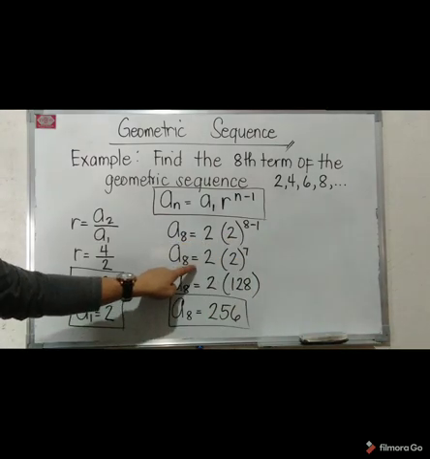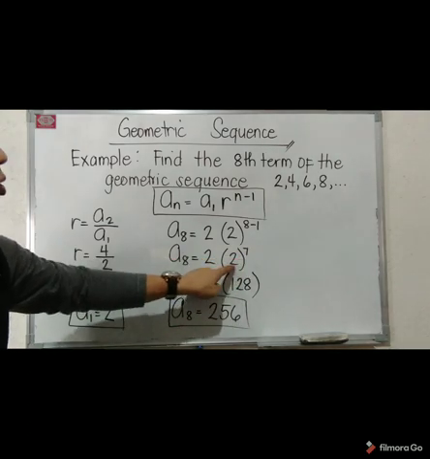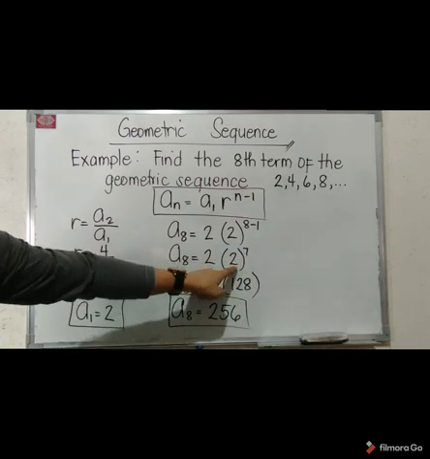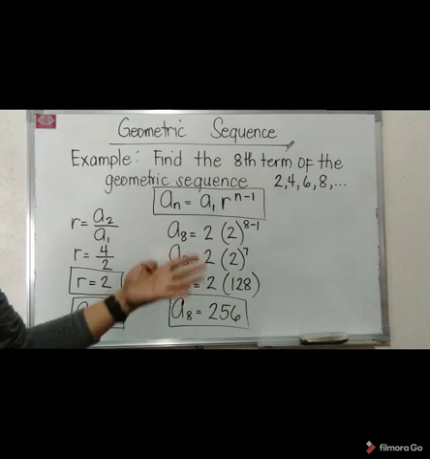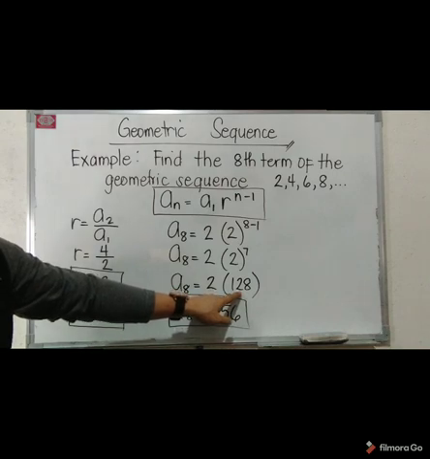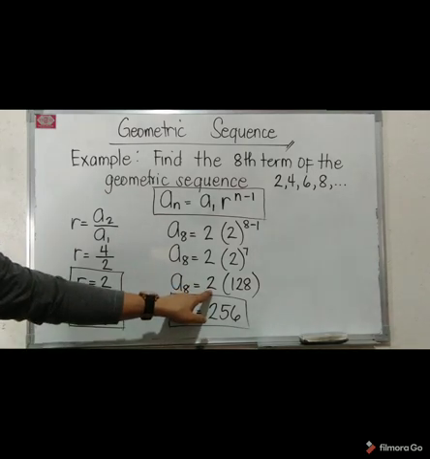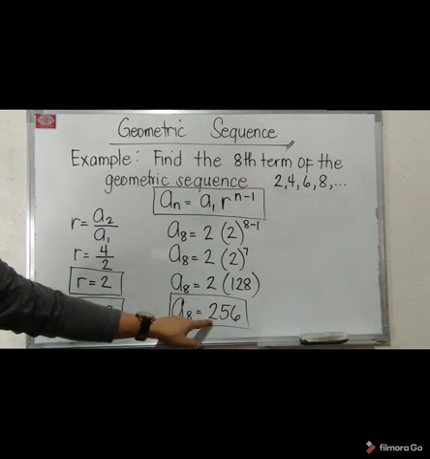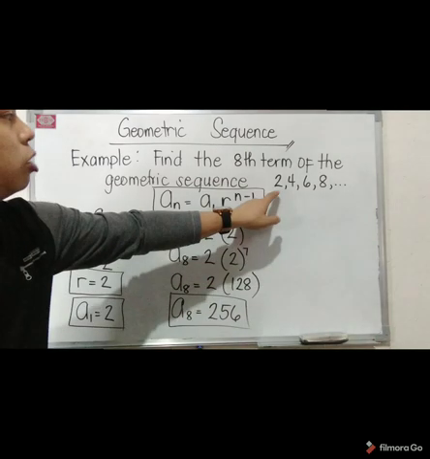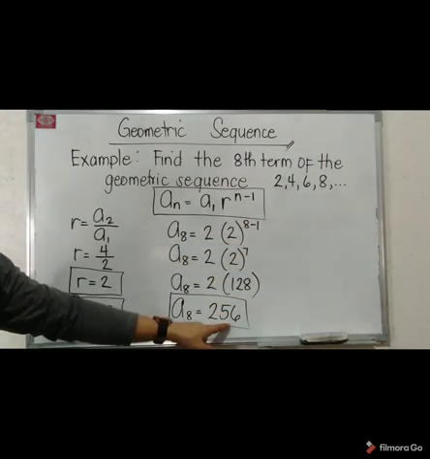Therefore, we have a sub 8 is equal to 2 times 2 raised to 7. And 2 raised to 7, so i-multiply natin yung 2 ng 7 beses sa sarili niya. So 2 times 2 times 2 times 2 times 2 times 2 times 2 is equal to 128. And 128, pag minultiply natin siya sa 2, ang magiging sagot ay 256. Therefore, ang 8th term natin sa given sequence na 2, 4, 6, 8 is equal to 256.